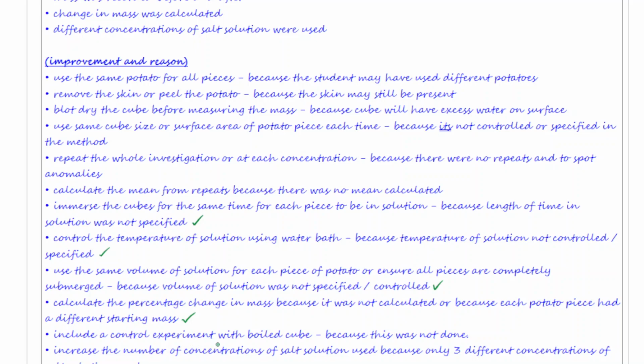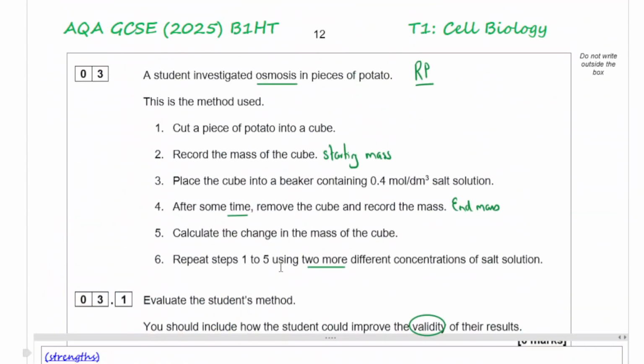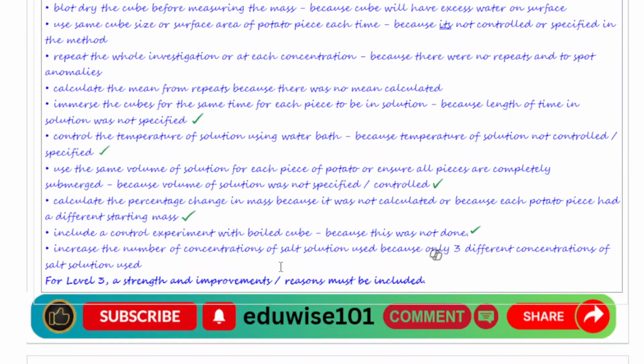Include a control experiment with boiled potato because this was not done. Increase the number of concentrations of salt solution used, because only 3 different concentrations of salt solution were used, and you can actually specify the different concentrations. They used 0.4. So you could start with 0.1, 0.2, 0.3, 0.4, 0.5 as well, and with distilled water as well.